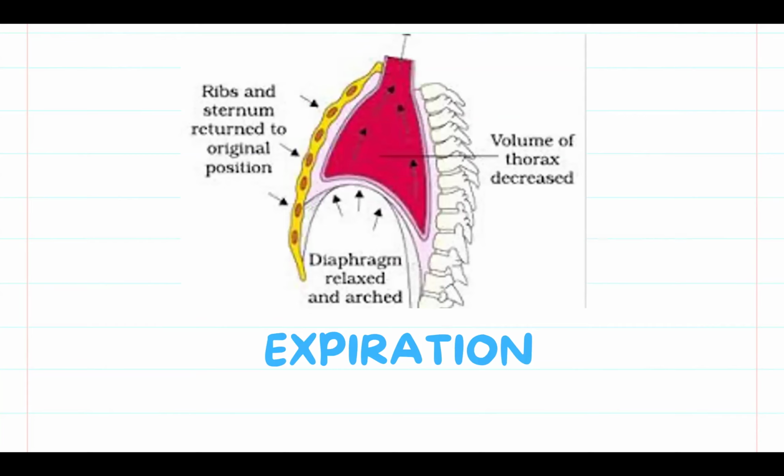Expiration. As we can see in the image, previously the diaphragm was contracted; here the diaphragm is relaxed and arches upwards like a dome. The volume of the thorax decreases, and the ribs and sternum get back to their original position.